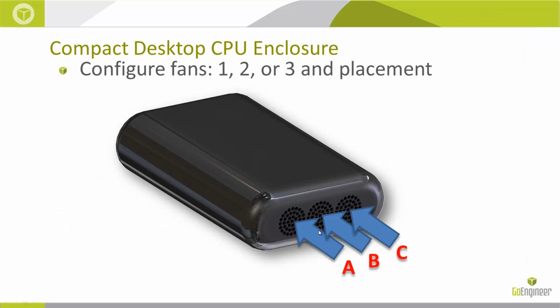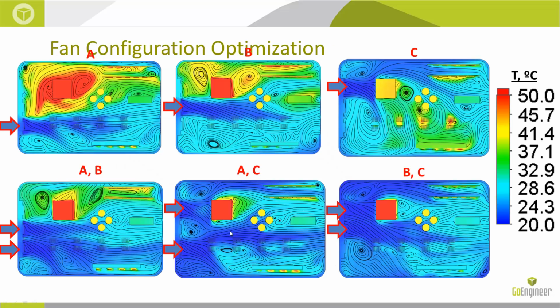If we take a look at fan placement, based on the different studies, you can see A, B, and C fan. A is the bottom, B is the middle, and C is the top. So the fans by themselves, we don't really have good scenarios if we just use A or B, but C is not too bad. The temperature of the main processor is lower.